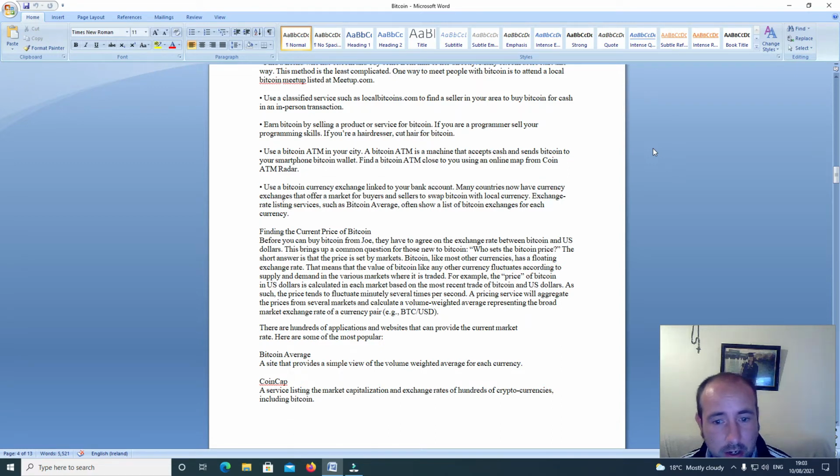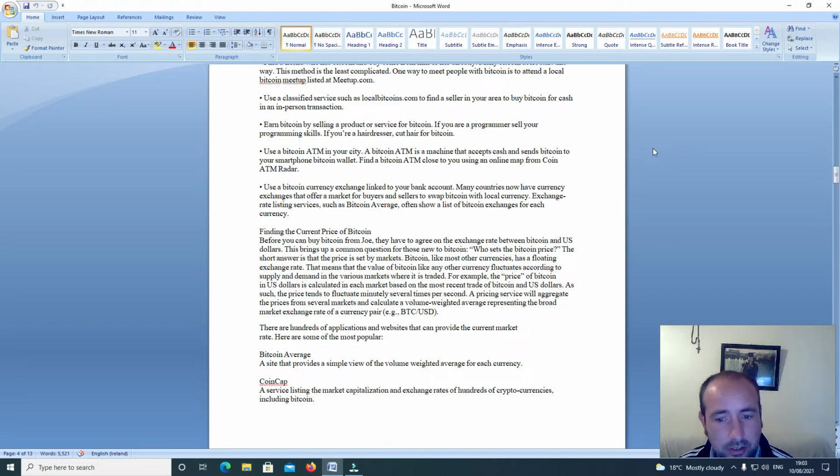Bitcoin, like most other currencies, has a floating exchange rate. That means that the value of Bitcoin, like any other currency, fluctuates according to supply and demand in the various markets where it is traded. For example, the price of Bitcoin in US dollars is calculated in each market based on the most recent trade of Bitcoin and US dollars. As such, the price tends to fluctuate minutely, several times per second.